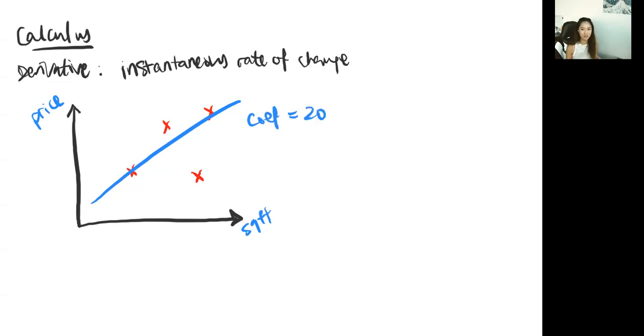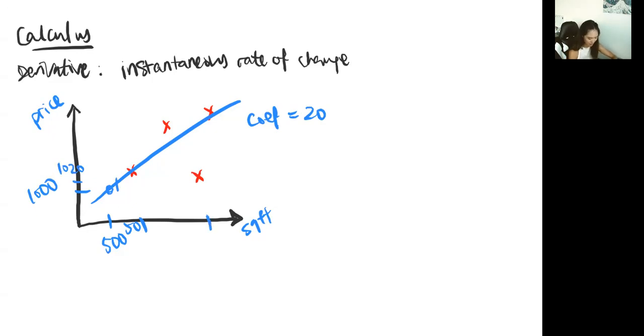What does this mean? This means that with every increase of 1 square foot, the price will go up by $20. Let's say this is, I don't even know what kind of measurement houses have, but let's say 500 square foot gives us a $1,000 house. If we have 501 square foot, that should be a $1,020 house. That's what we mean by a rate of change.